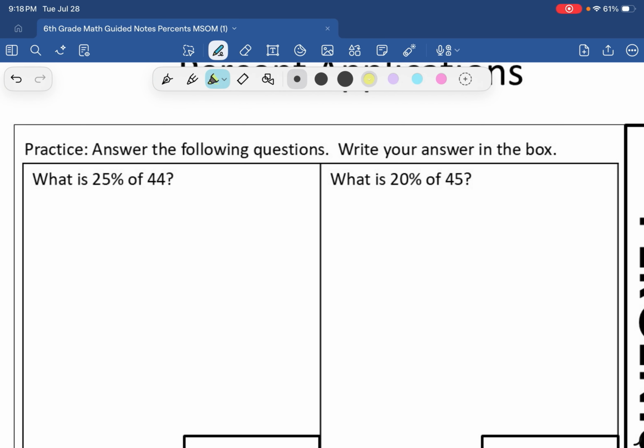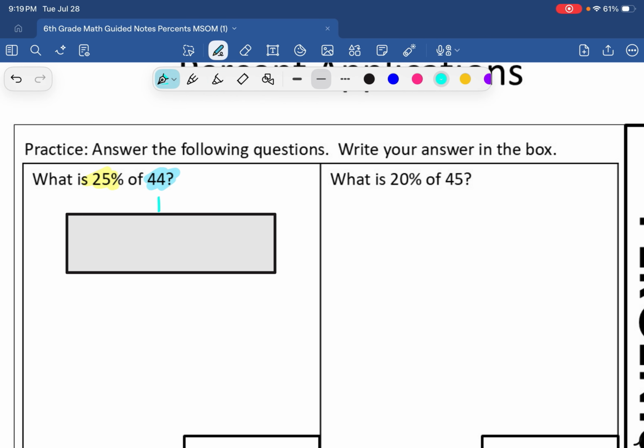What is 25% of 44? Let's start with the bar model. This whole bar model is 100%, but I need 25%. So 100 divided by 25 will give me 4. So I can divide this up into 4 sections. Now my whole is 44.